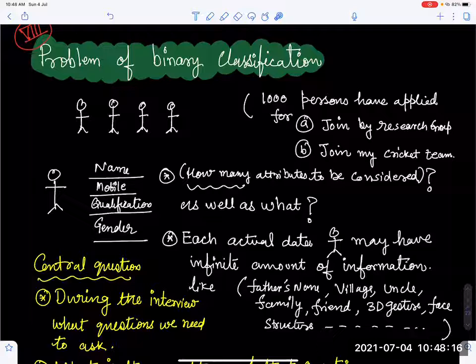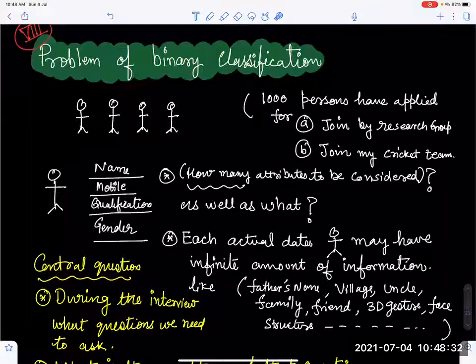So you understand that a single data point can have an infinite amount of information. Anish, is that okay? Yes, sir. Yes. So the point is that there is so much information, an infinite amount of information.